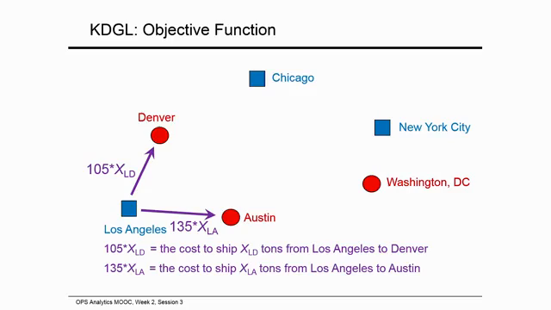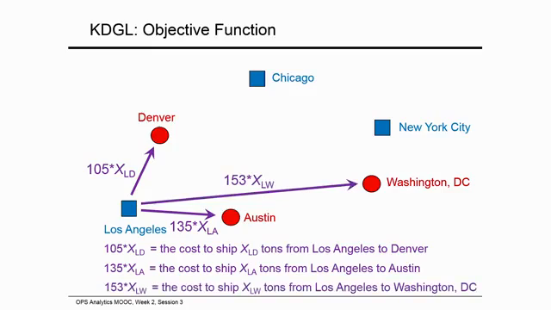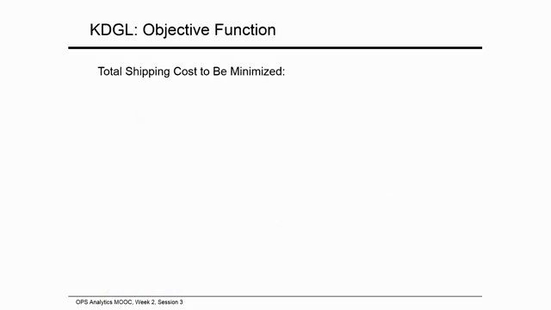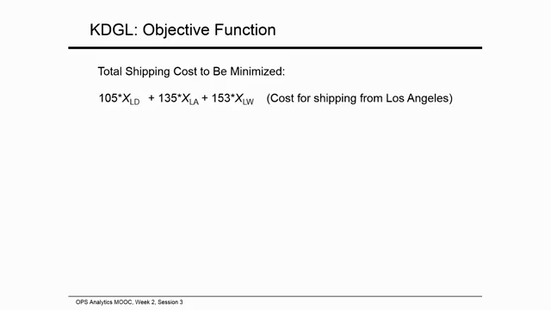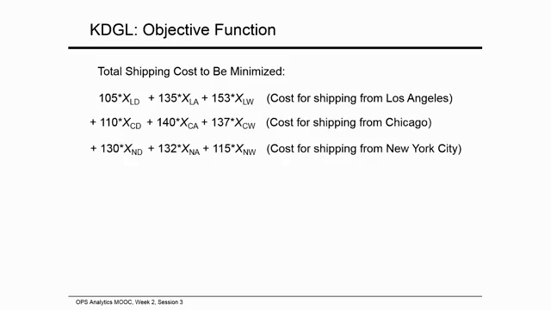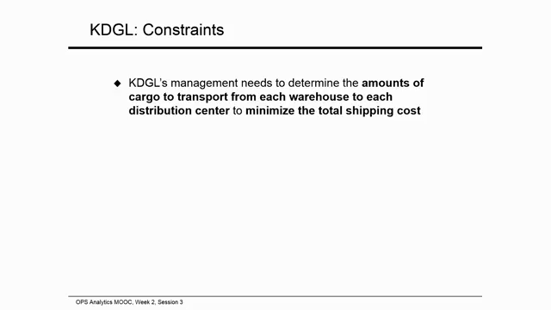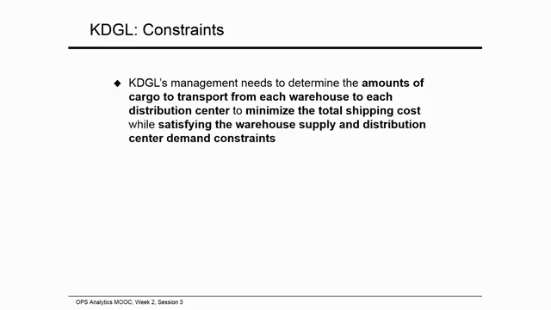In the same way, shipping XLW tons from Los Angeles to Washington, D.C. creates a cost contribution of 153 times XLW. So the objective function has 3 contributions from shipments originating in Los Angeles, 3 more from shipments that originate in Chicago, and 3 more from shipments that come from New York.